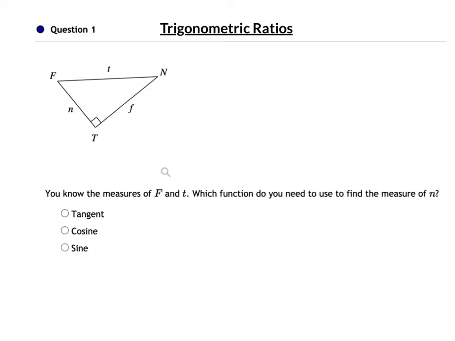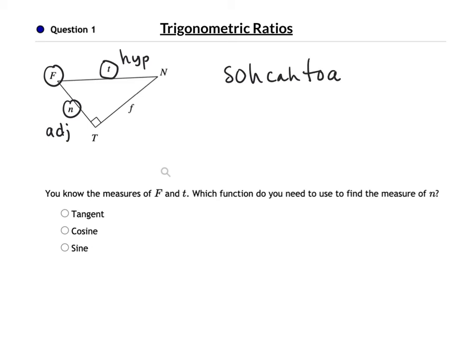The rest of this video is questions from your assignment. Question 1. You know the measures of angle F, T, and N. T and N are side lengths. And we're going to decide which ratio to use. Well, this is the hypotenuse, and this is the adjacent. And we remember SOHCAHTOA, hypotenuse and adjacent. Go find that. Hey, there it is. It's cosine.